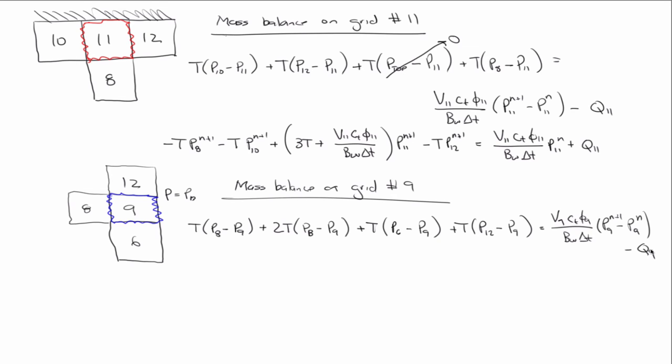So now, when we write down the flux across this boundary, we have 2T times (PB minus P9). And this is just like in the 1D case. The 2T comes from the fact that what we actually do is compute the transmissibility from the center of the grid block to the edge. And the distance from the center of the grid block to the edge is delta x over 2. And therefore, you get the effective transmissibility of 2T.